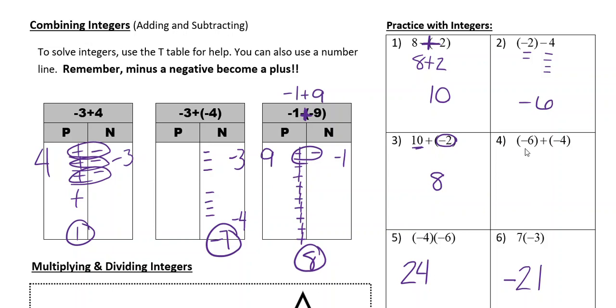And then number 4, I have 6 negatives and 4 more negatives. They're all negatives, so I just have a total of 10 negatives.